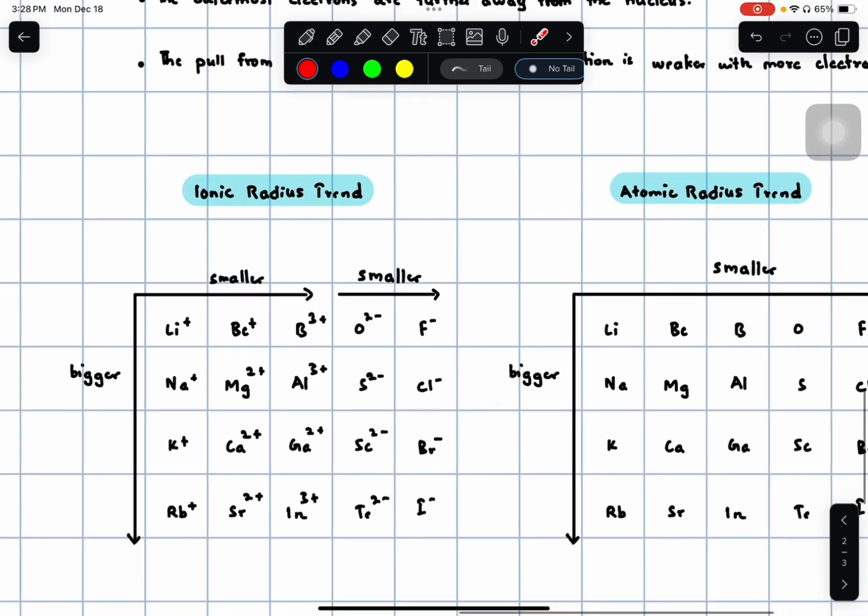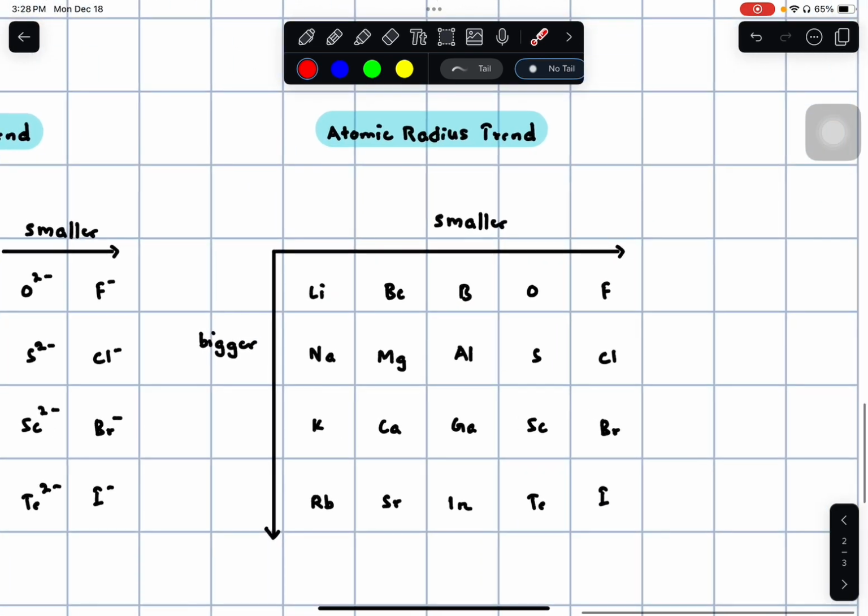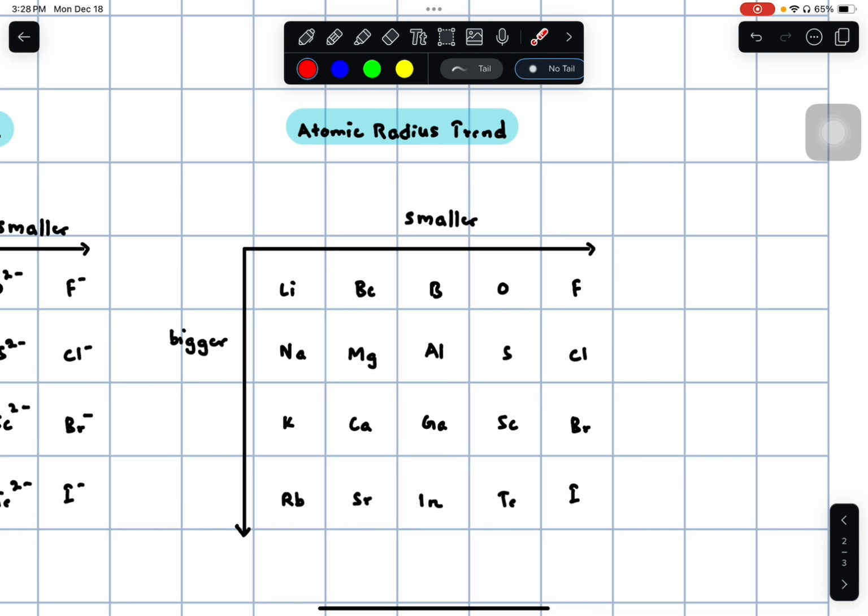What we have discussed so far, the ionic radius and the atomic radius, can be summarized as follows. I'll go over the atomic radius first. As you go from left to right across the period, it's going to get smaller. But as you go down the group, the atomic radius is going to become bigger with addition of electron shells.